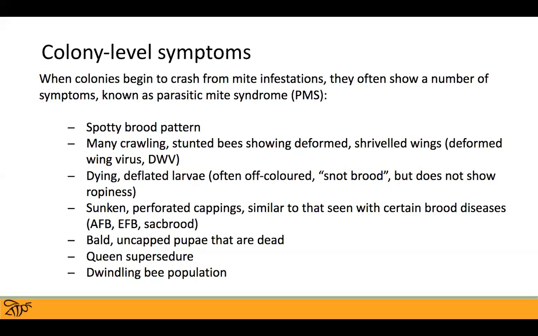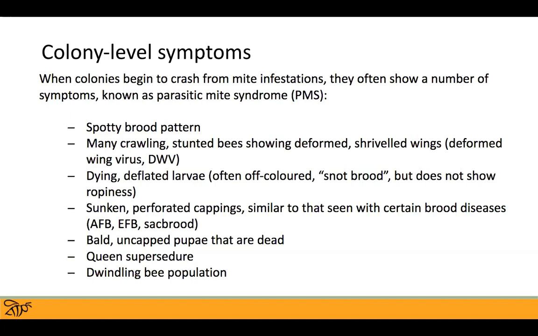So one of the things that you might potentially see is a spotty brood pattern. This is something that you would usually see with maybe brood disease or a failing queen, but in this case, it's just the result of the fact that a lot of brood that is being reared under these conditions is not actually going to survive till adulthood. So you can start to see a spotty brood pattern.